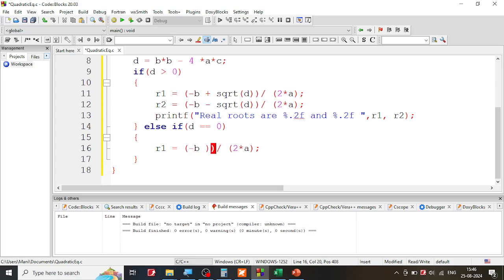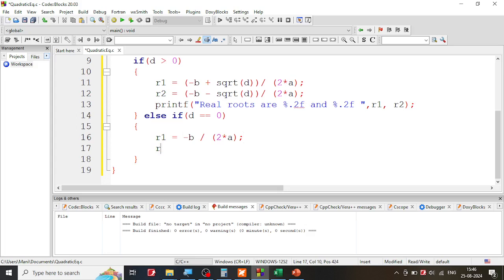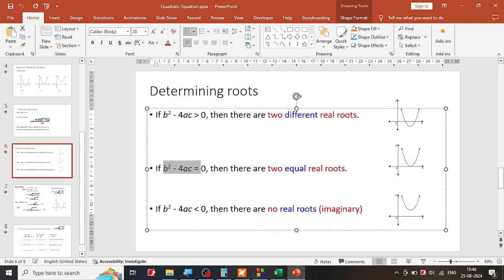Remember, if you find it difficult putting the bracket, you can ignore the bracket because it's only one term. Both the roots are the same, so the R1 and R2 values will be the same. So R2 is equal to R1. This is actually not required because you won't get two roots in this case. You will get only one root. But because I said there are two roots here, R1 and R2, I'm saying R1 is the same as R2. Okay, so this is the meaning.